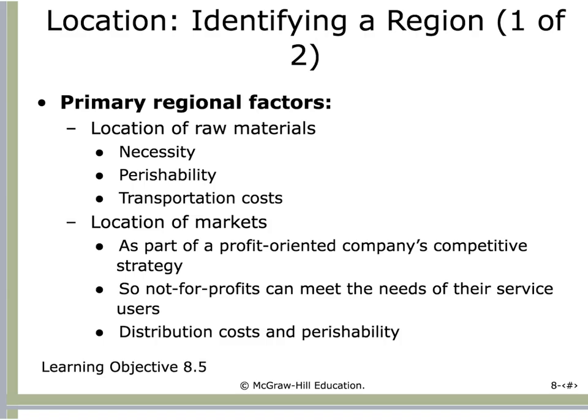When you're thinking of a particular region, you want to consider the location of raw materials. Do you need raw materials? Are they necessary? Are they perishable? What are the transportation costs for bringing items to you? Location of markets: as part of a profit-oriented competitive strategy, how close is it for you to get the volume that you need?